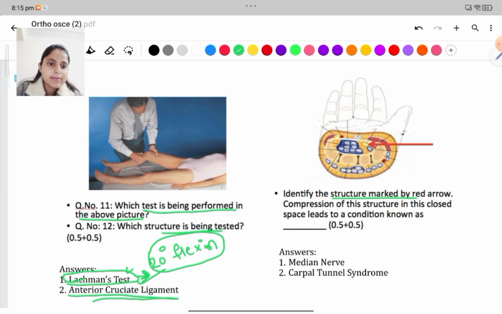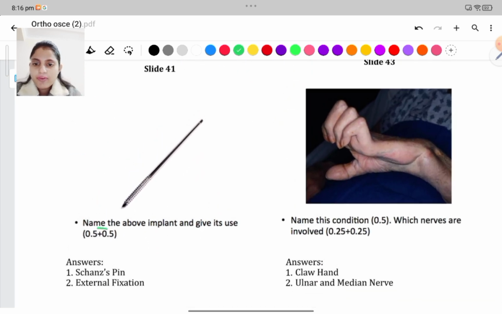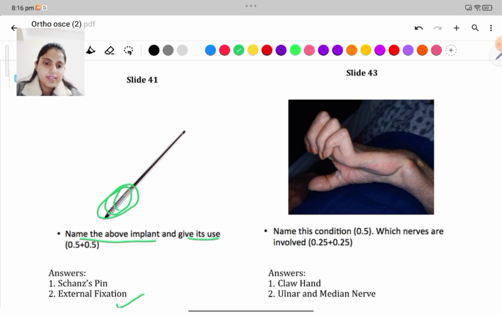Identify the structure marked by the red arrow, and compression of this structure in this closed space leads to a condition known as. This structure is the median nerve, and when the median nerve gets compressed, carpal tunnel syndrome is the condition. Name the above implant and give its use. This is the Steinmann pin, and it is used in external fixation. Name this condition and which nerves are involved. This is the complete claw hand, so the ulnar and the median nerves are injured.